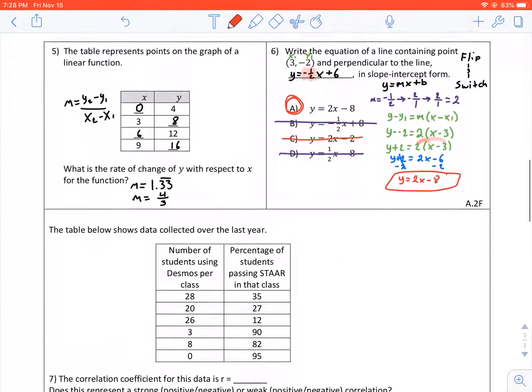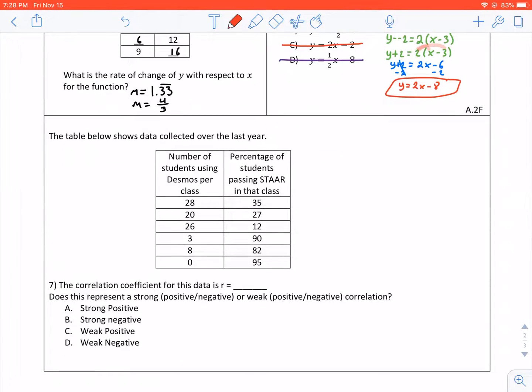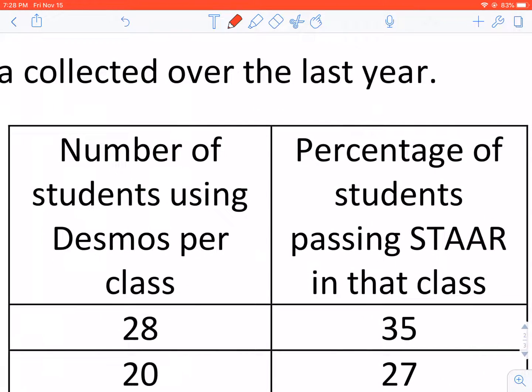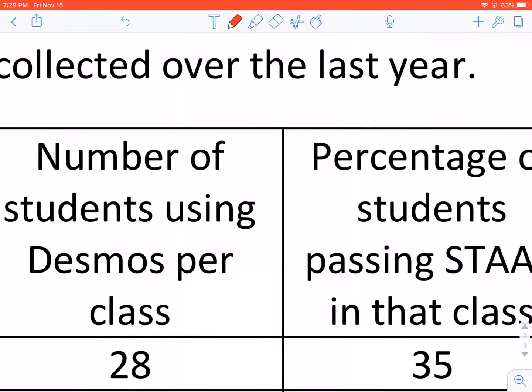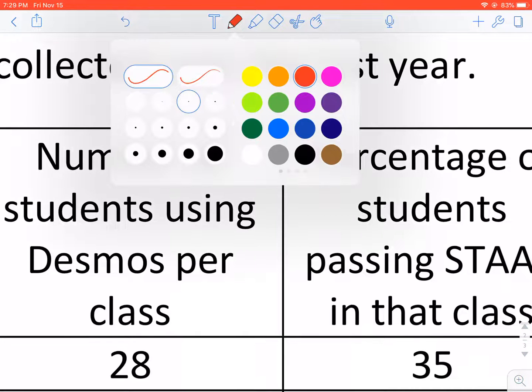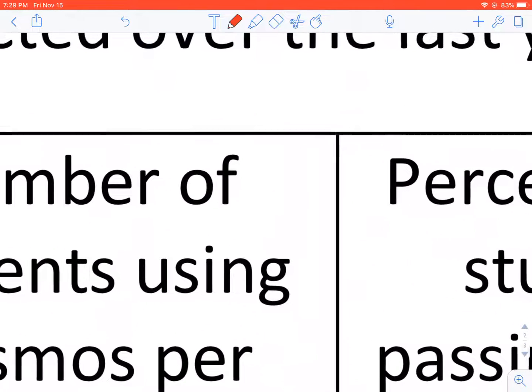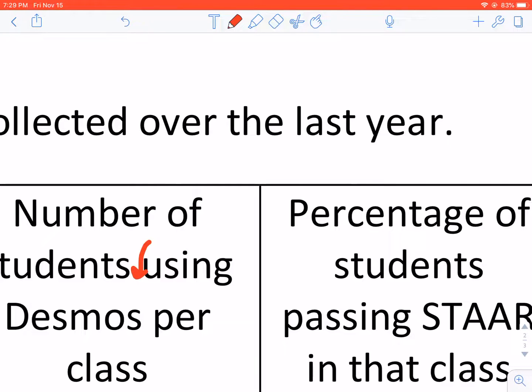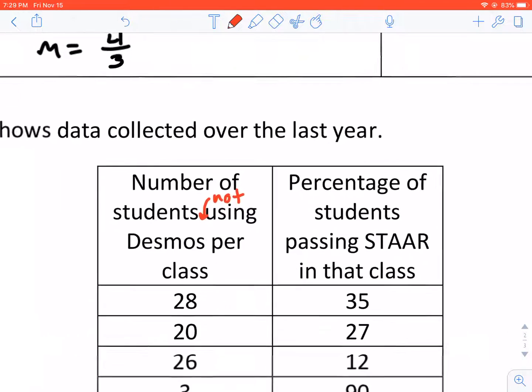So let's move on to the next one, number 7. It says the table below shows data collected over the last year. Now this right here should say number of students not using. So let's fix that right there. We can just point to this and say not using Desmos per class.